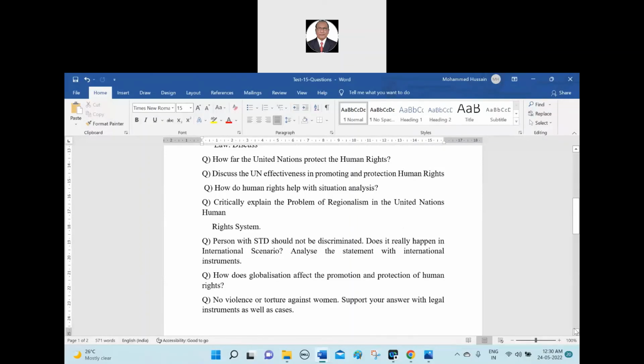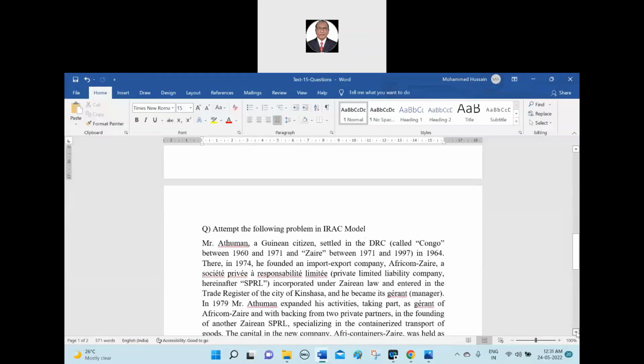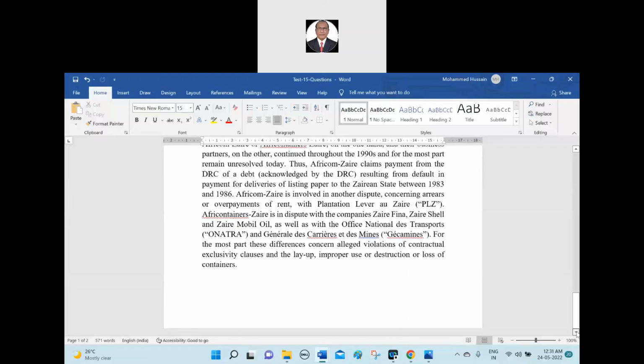How does globalization affect the promotion and protection of human rights? No violence or torture against women. Support your answer with the legal instruments as well as the cases. And the problem questions are also there. Attempt the following problem in IRAC model. I give the problem, you have to solve it in the IRAC model. This is the problem which I made. So these are the 15 questions I made.